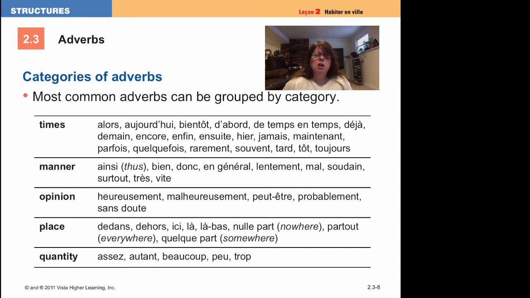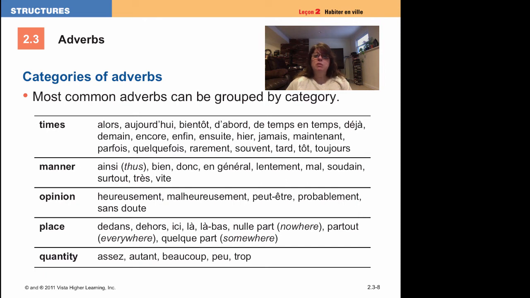Some adverbs describe the manner in which something occurs. Ainsi, bien, donc, en général, lentement, mal, soudain, surtout, très, vite. Opinion, some things are just an opinion. Heureusement. Now I know heureux means happy, but generally, heureusement and malheureusement would be happily and unhappily, but usually we say fortunately and unfortunately for those words. Peut-être, probablement, and sans doute.